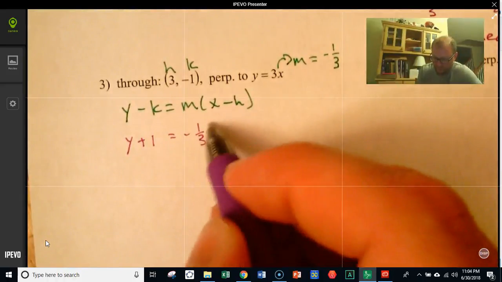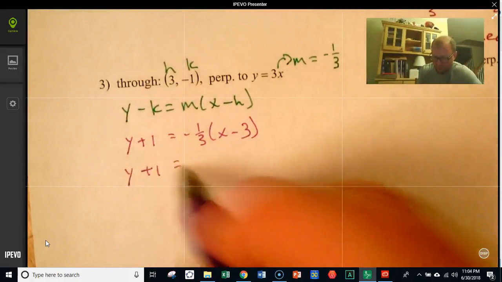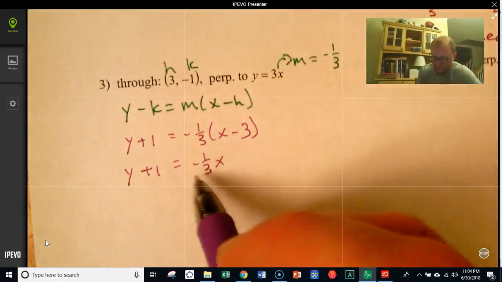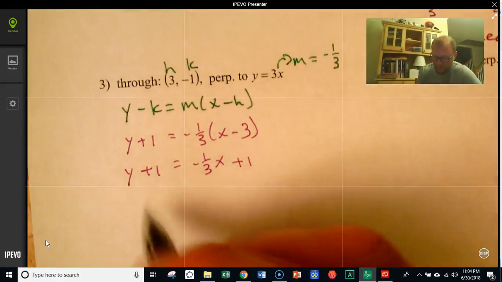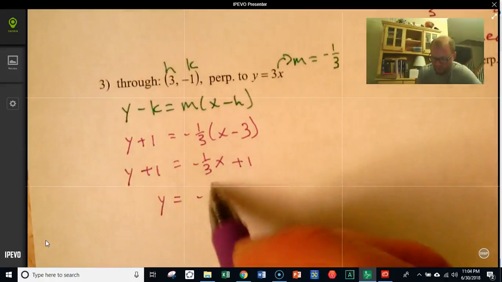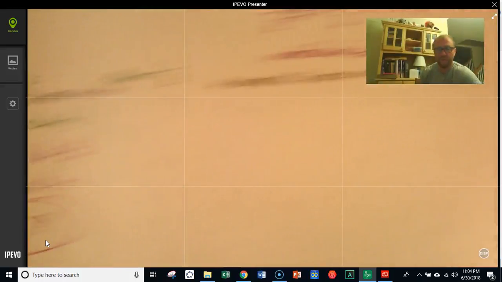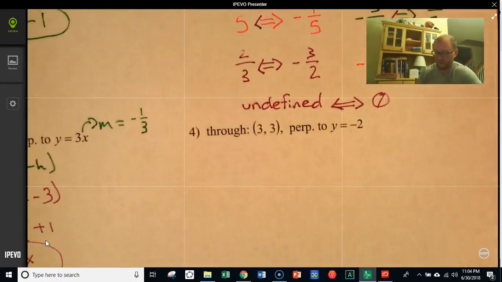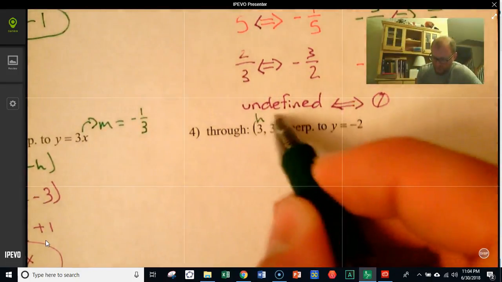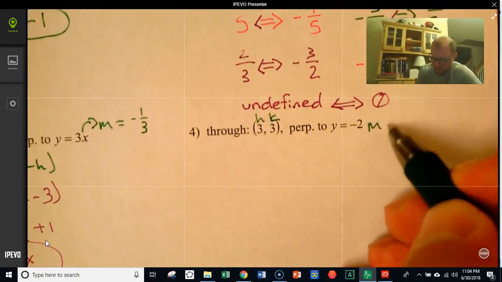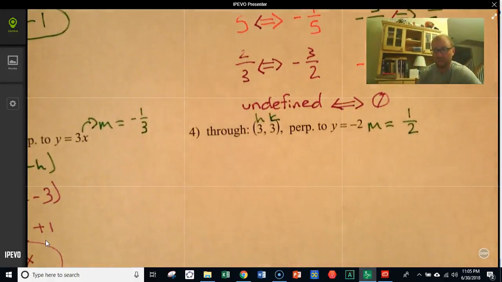M is negative 1/3, x minus 3. Y plus 1 equals negative 1/3 x. Negative 3 times negative 1/3 is a positive 1. Let's subtract 1 from both sides. Y equals negative 1/3 x. Okay. Let's see here. Here's our h. Here's our k. Our m will be 1/2, the negative reciprocal of negative 2.